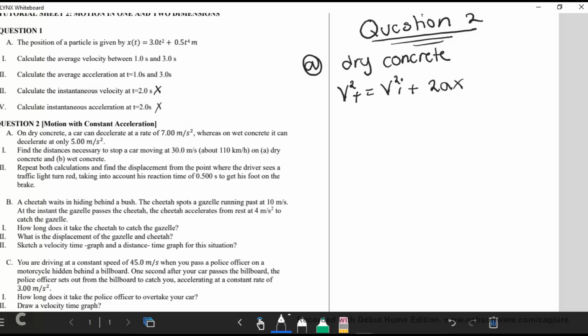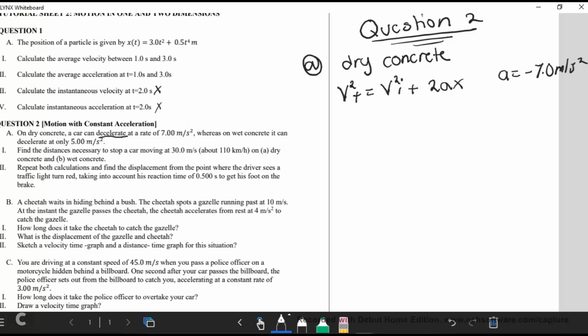On the dry concrete, they are saying that it decelerates at what rate? That is 7. If you see this word decelerate, it means your acceleration becomes negative. In short, your acceleration will be negative.